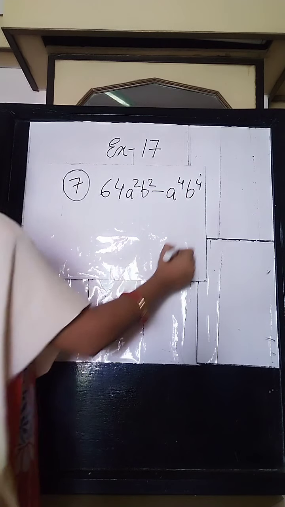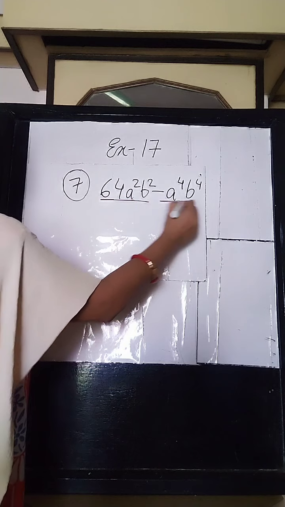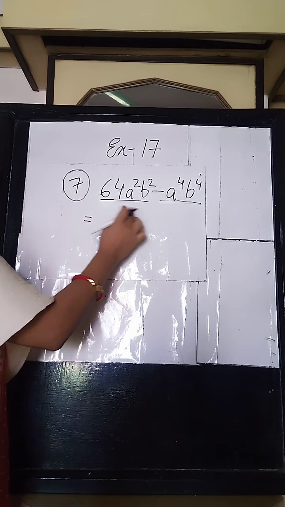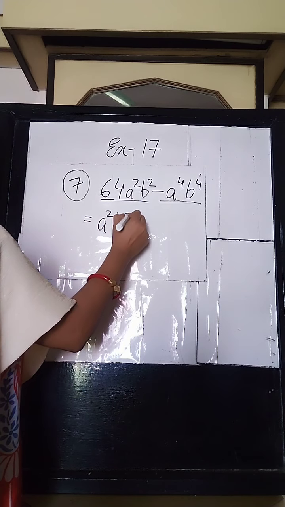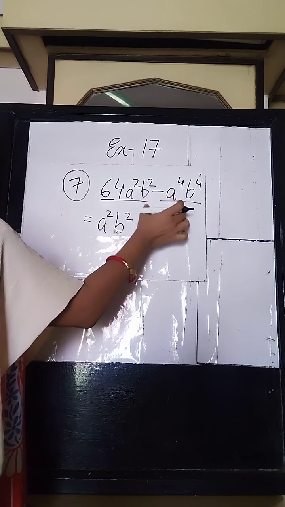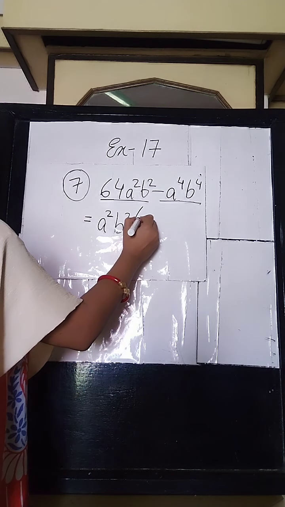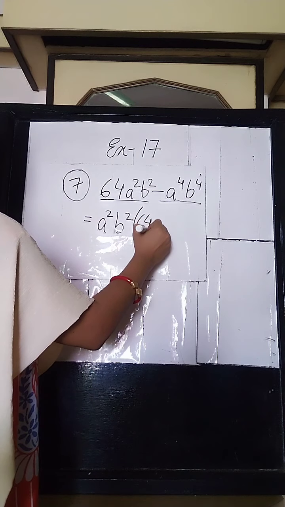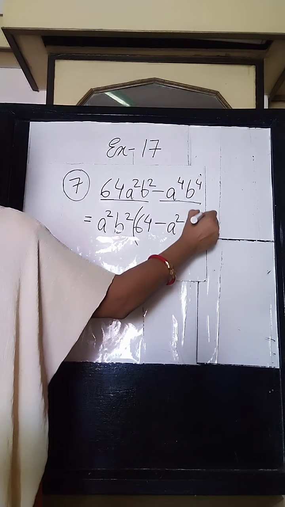Now what I told you earlier was first to take common. If you find any common factor between the two expressions, take that as common. So here in these two expressions, a square b square is present in both. So you will take that common, and inside the bracket you will keep 64 minus a square b square.